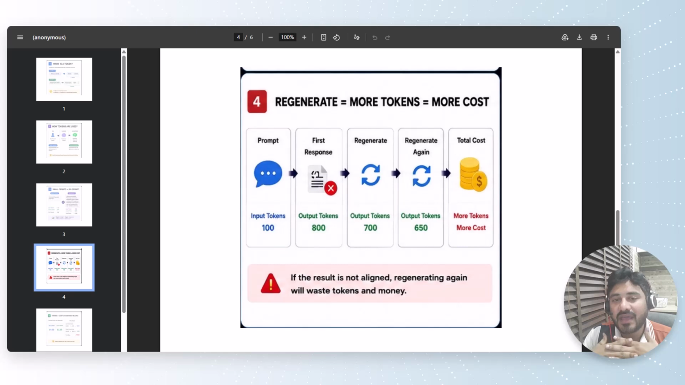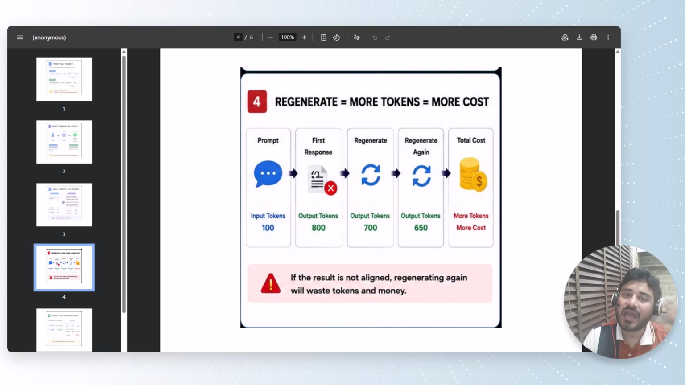Now, here comes another important problem. Sometimes we give a huge prompt, but the generated response may not align properly with our requirement. Then we regenerate, retry, modify prompts, regenerate again. Every retry consumes more tokens, which means more usage, more cost, sometimes wasted output. This is why blindly giving massive prompts is not always a good idea. Because if the AI generates huge responses that we don't even use, we are still consuming tokens internally.